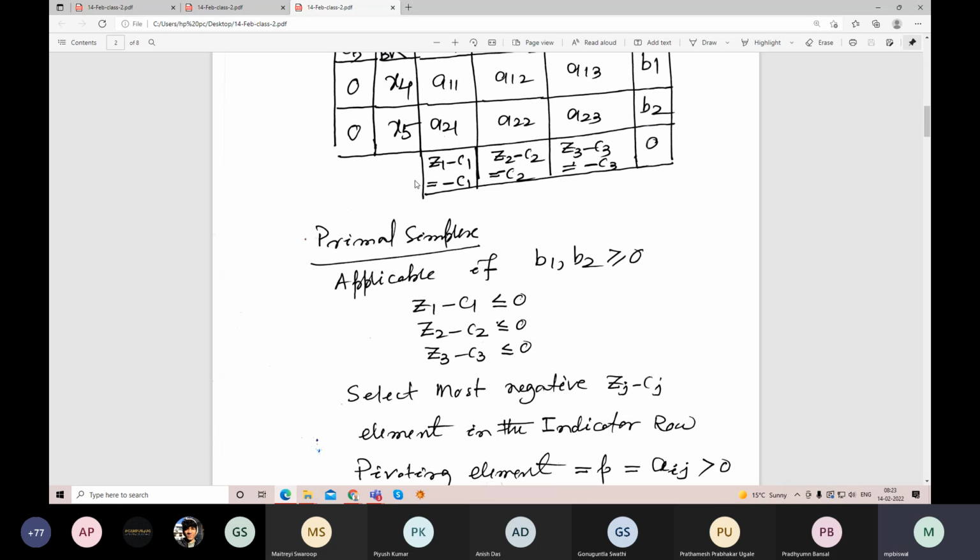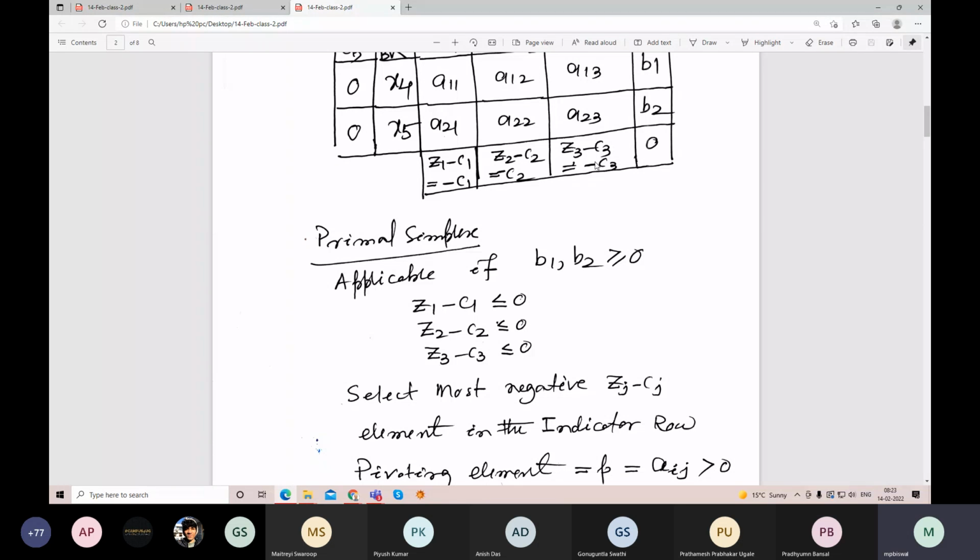So let us say all are positive. Z1 minus C1 is a positive number, let us say 10. Z2 minus C2 equal to 15. Z3 minus C3 equal to 20, let us say. Then what will happen? So no need of going anywhere. So we say it is optimal. Yes or no? But if B1, B2 are negative, you cannot say. B1, B2 have to be positive, okay, for the primal case.